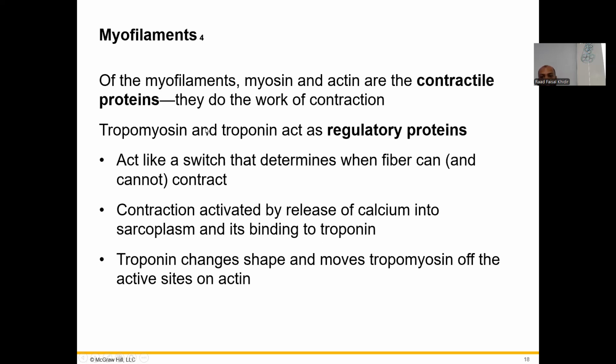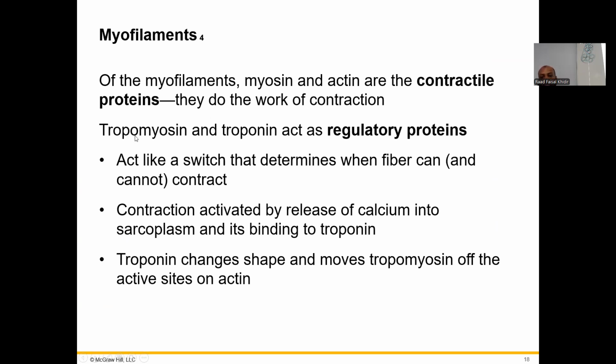Of the myofilaments, myosin and actin are the contractile proteins. They do the work of contraction. Remember, we said that myosin and actin are the contractile proteins, and they do the work of contraction.